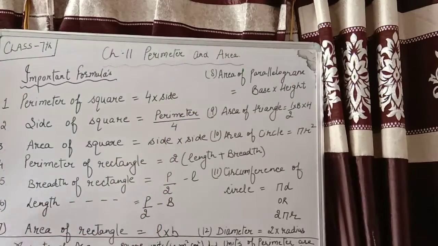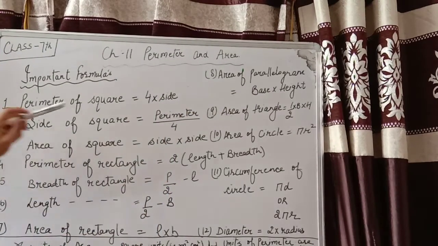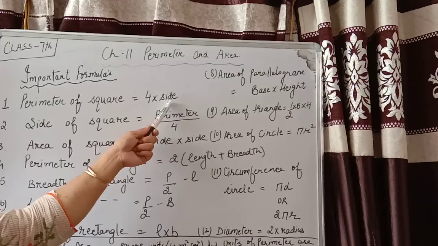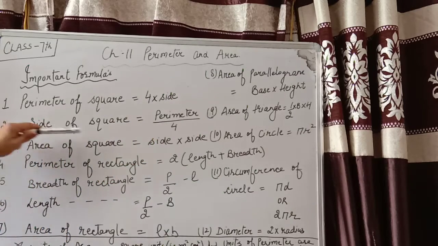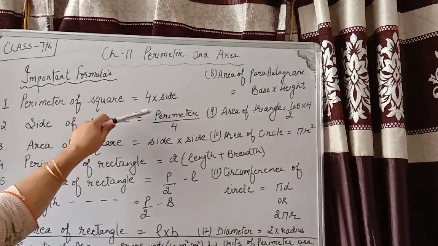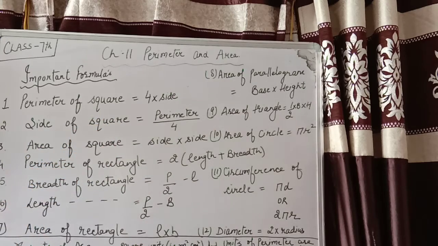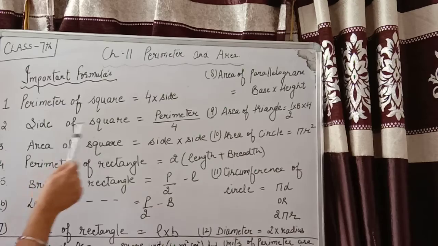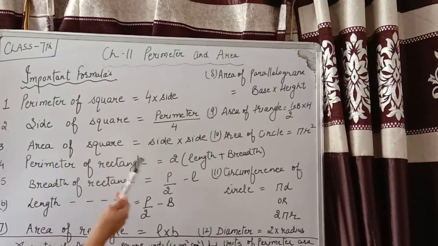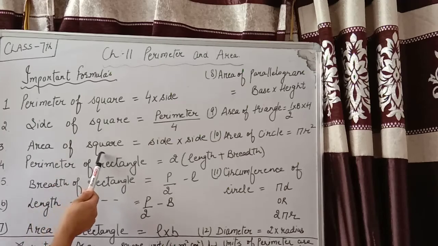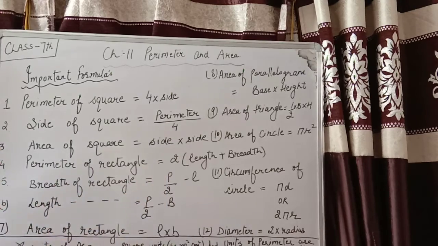So the first one is the perimeter of a square, that is 4 multiply side. Side means side of the square. Then the second is the side of a square, which is equal to perimeter by 4. If perimeter is given and we have to find the side, then just divide perimeter by 4. If side is given and we have to find the area of the square, then side multiply side.